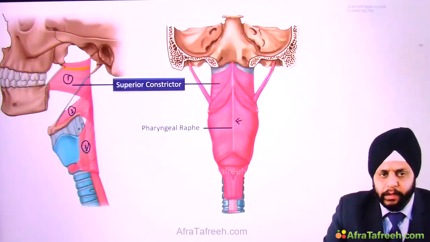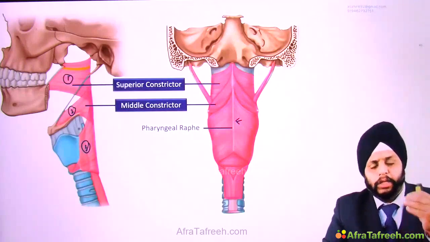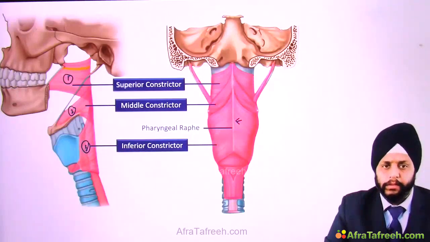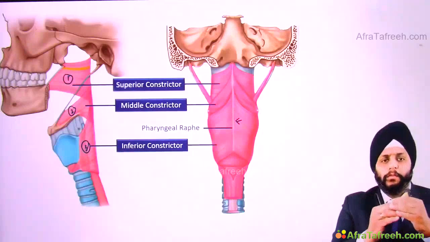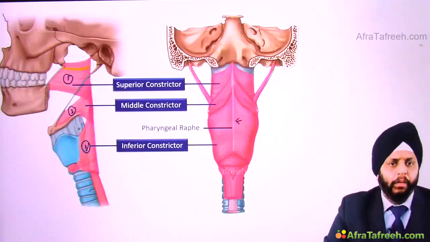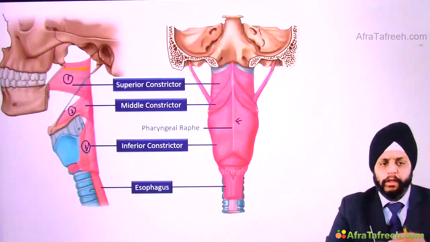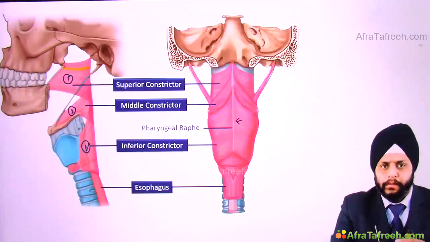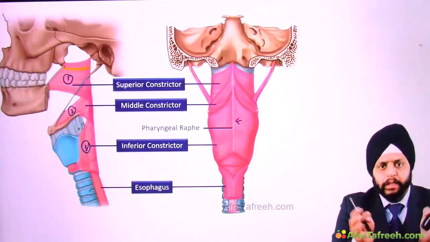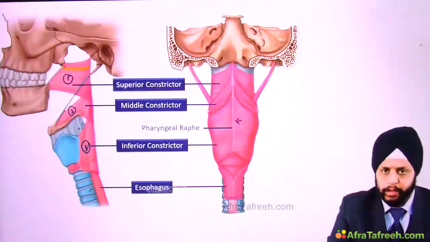So which are these 3 muscles? Number 1, we can see the superior constrictor muscle. Number 2, we can see the middle constrictor muscle. And number 3, we can see the inferior constrictor muscle. So there are 3 constrictor muscles: superior, middle, and inferior. Right? Okay. Now, what else can we see over here? We can see below the inferior constrictor, the esophagus has started. Alright, so the pharynx is made up of these layers of these 3 constrictor muscles: superior, middle, and inferior.